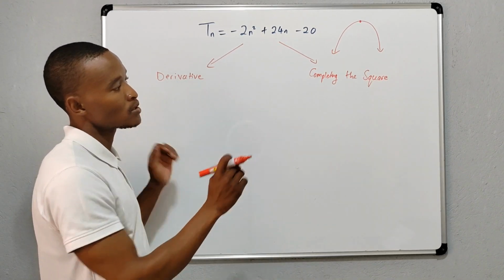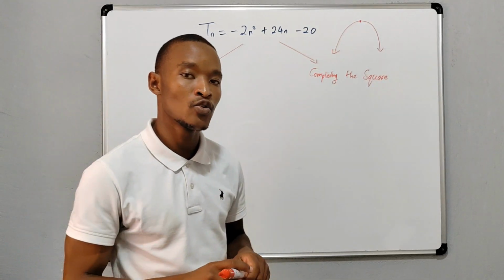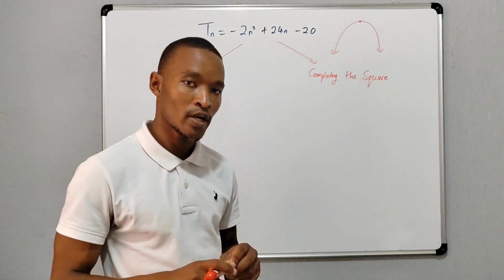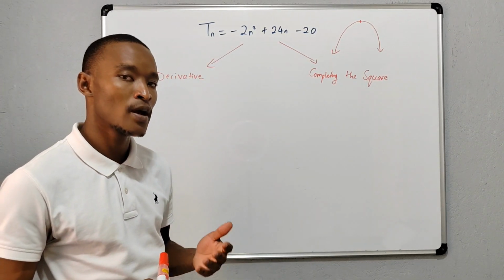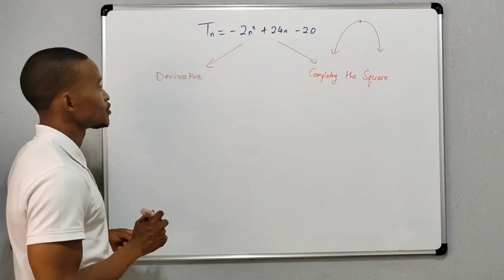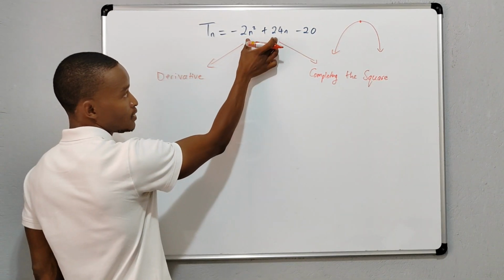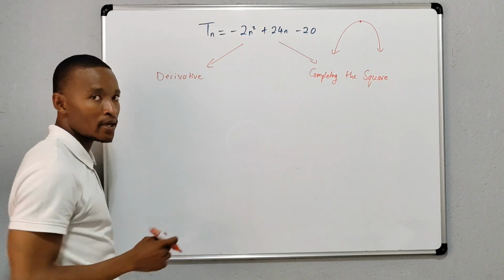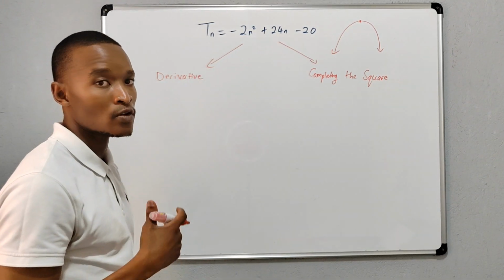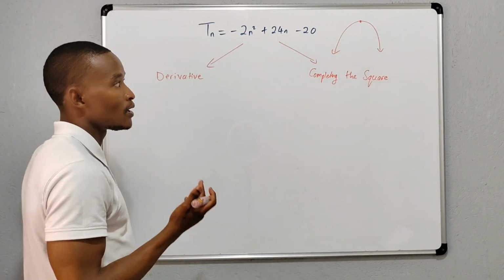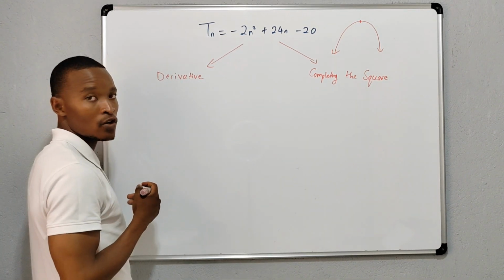So there are 2 methods that I will present here in order to get a solution to this question, getting the maximum number of passengers. Okay, so you can find the derivative and solve for n, substitute that n value back into the original equation to solve for the corresponding value which will represent your maximum.